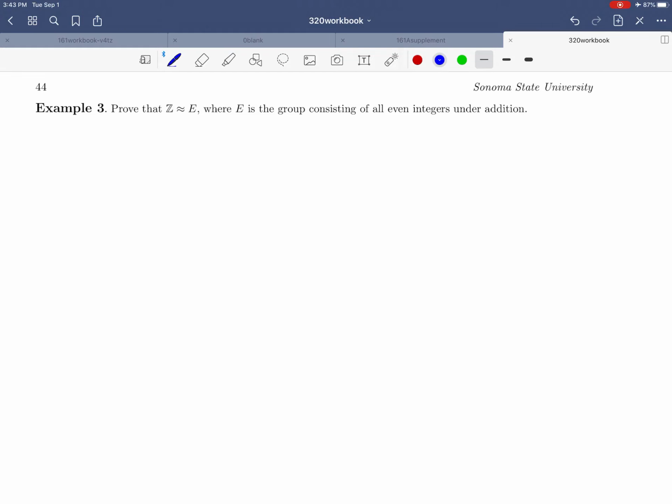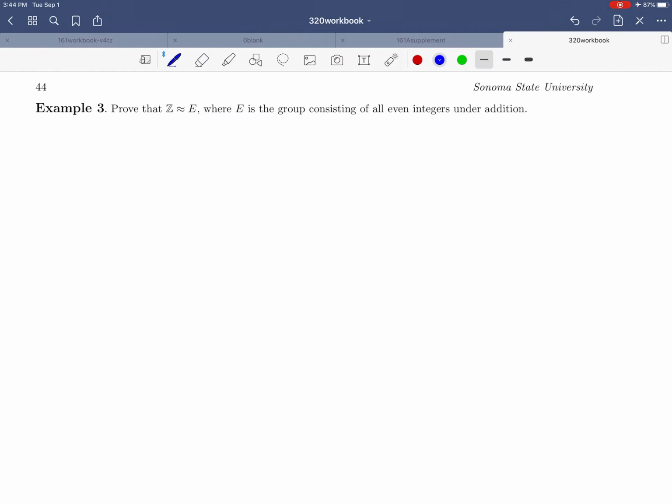In example 3, we are supposed to prove that the set of integers is isomorphic to the group of even integers under addition. So integers under addition, even integers under addition. We want to show that those two groups are isomorphic. How do you show that two things are isomorphic? Well, one way to show it is to find the isomorphism and to show that it actually is an isomorphism. So that's what we need to do.